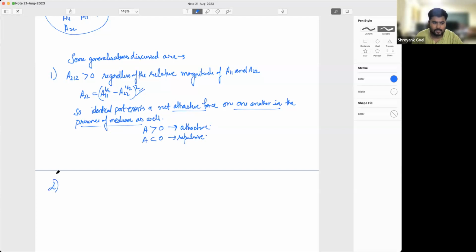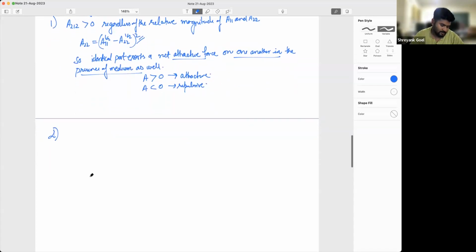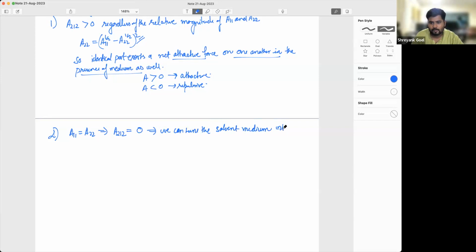The second generalization is that if A11 is equal to A22, then A212 is always 0. Which means that we can tune the solvent medium interaction, or solvent medium conditions.